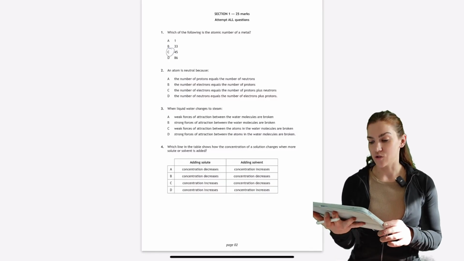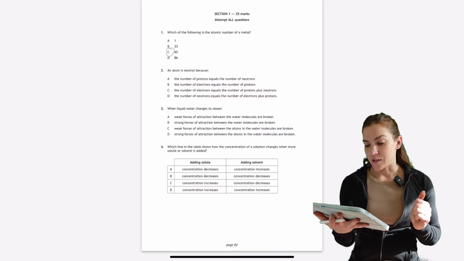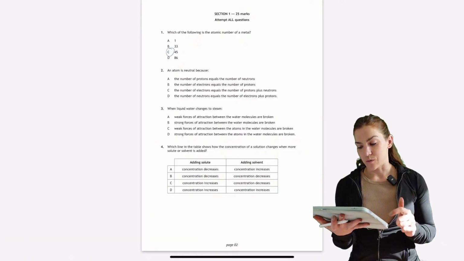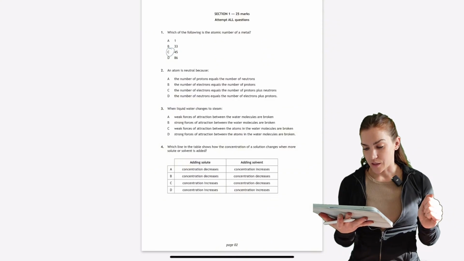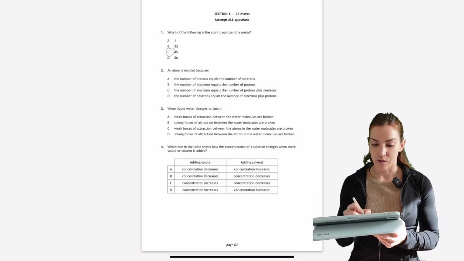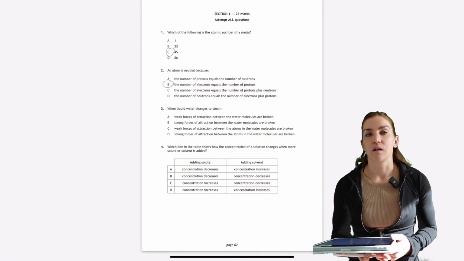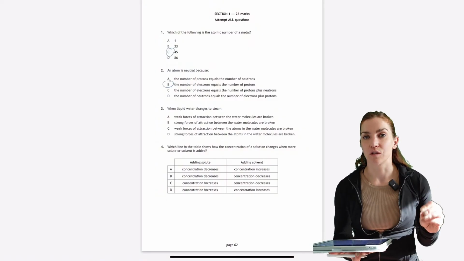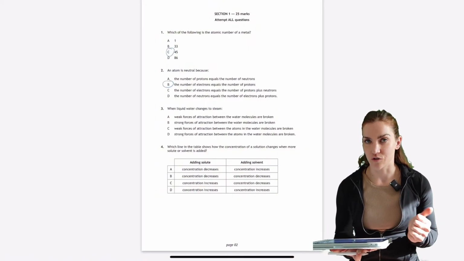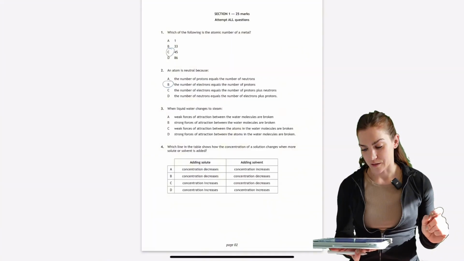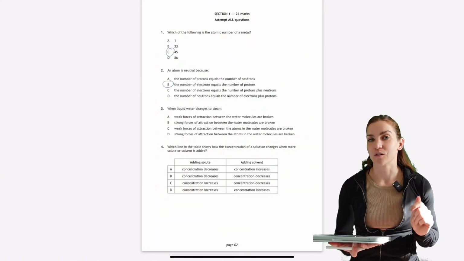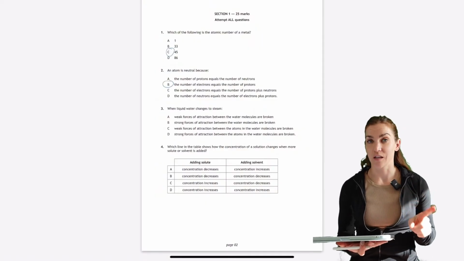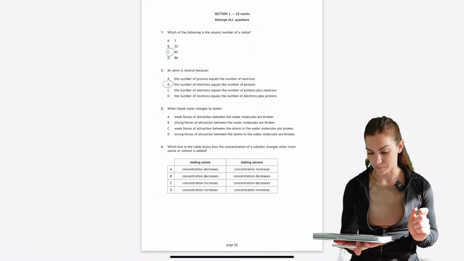Question 2, an atom is neutral because the number of positive protons is equal to the number of negative electrons. So what we're looking for here is answer B, the number of electrons equals the number of protons. Just be aware that if you're writing the reason for an atom being neutral in your exam, make sure you state the charges of the electrons and the protons and refer to them cancelling out. Although they've not done this in this question, they are pretty strict on that in section 2, so if that is a question, make sure you say that the electrons are negative and the protons are positive.